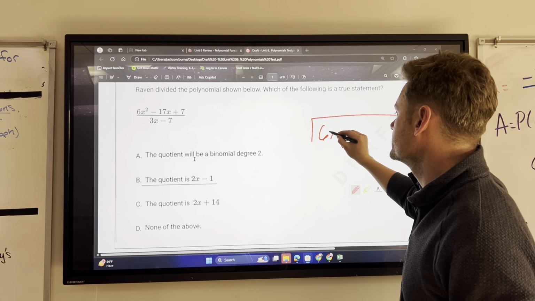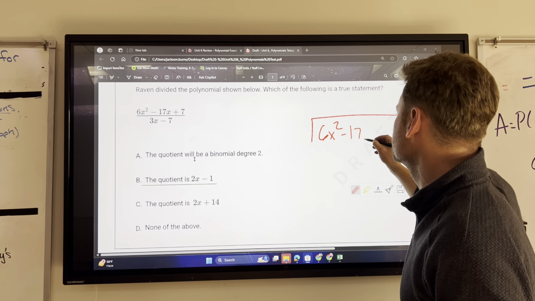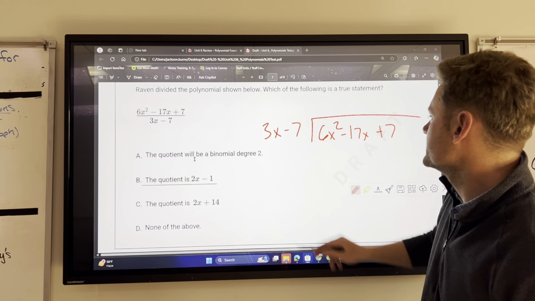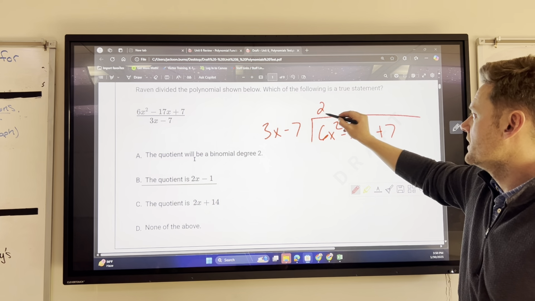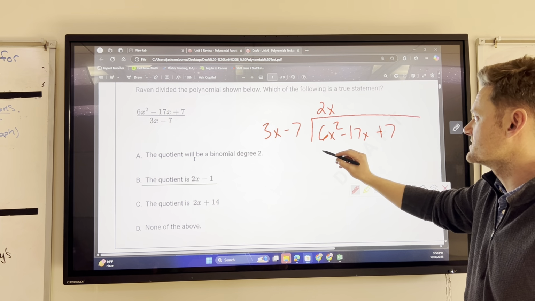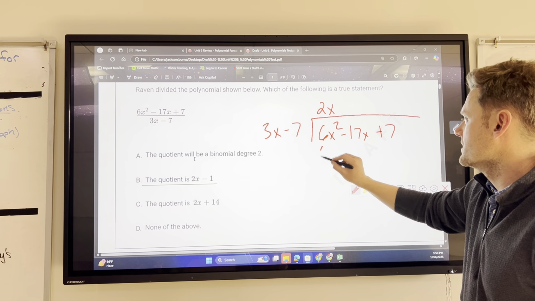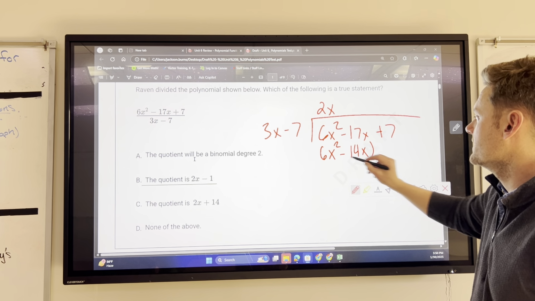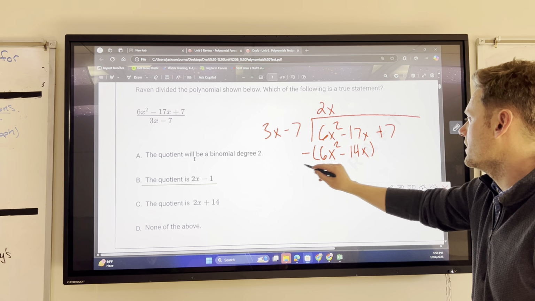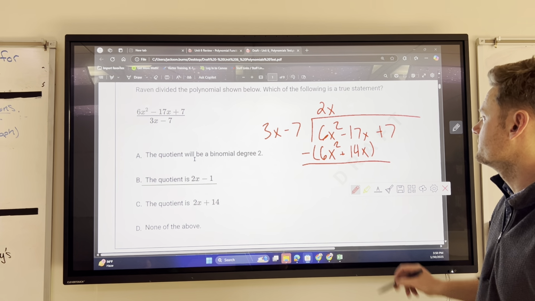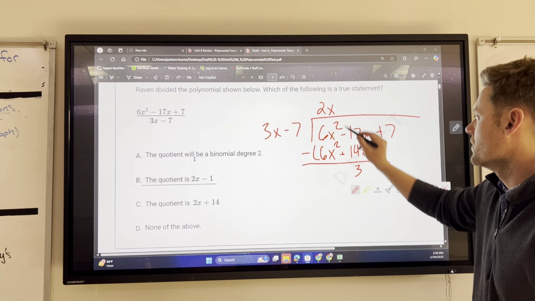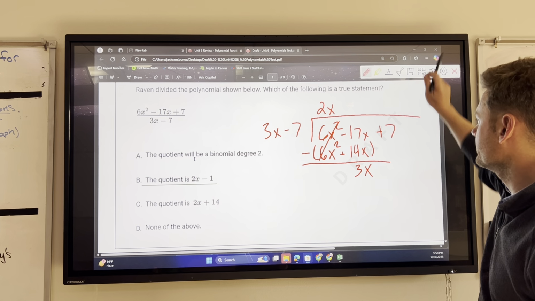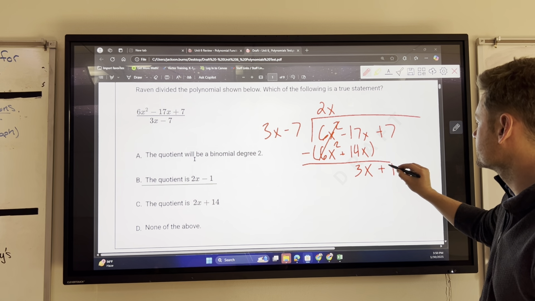I can do a little long division here. I can put 6x squared minus 17x plus 7 in my box, and I can put 3x minus 7. I know I need to multiply this by 2x, so this is going to end up being 6x squared minus 14x. I'm going to subtract all of that. When I subtract my negative, it turns into a positive. So this cancels. I end up with 3x being left, and it's plus 7.